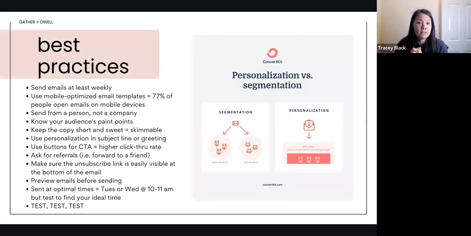So some best practices, like I said earlier, send your emails weekly, and then make sure when you're choosing your email templates to use mobile optimized. What that means is the email can be viewed on a mobile device effectively, like it's not going to break things up. 77% of people are reading their emails on mobile devices. Make sure you're sending it from a person, not a company.